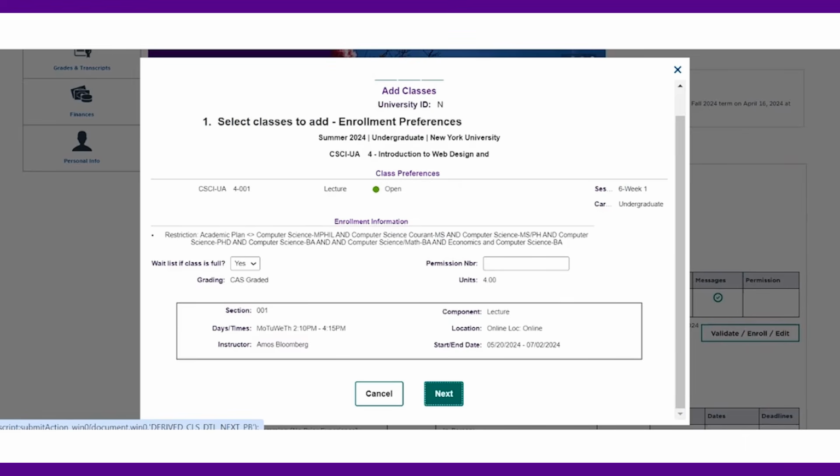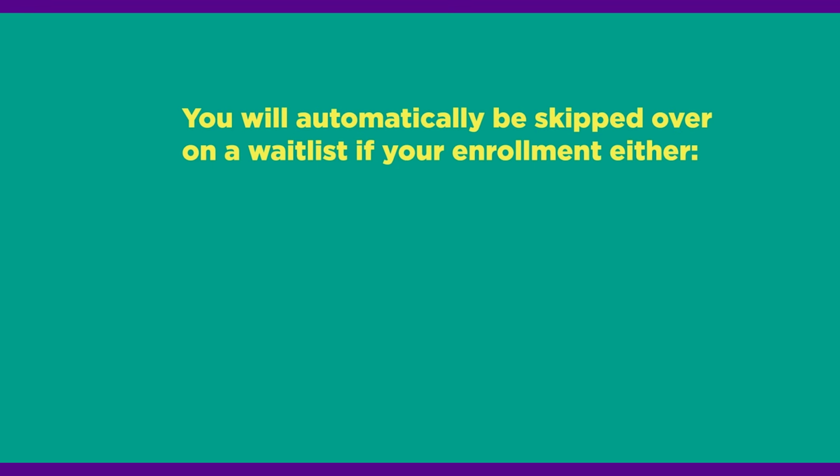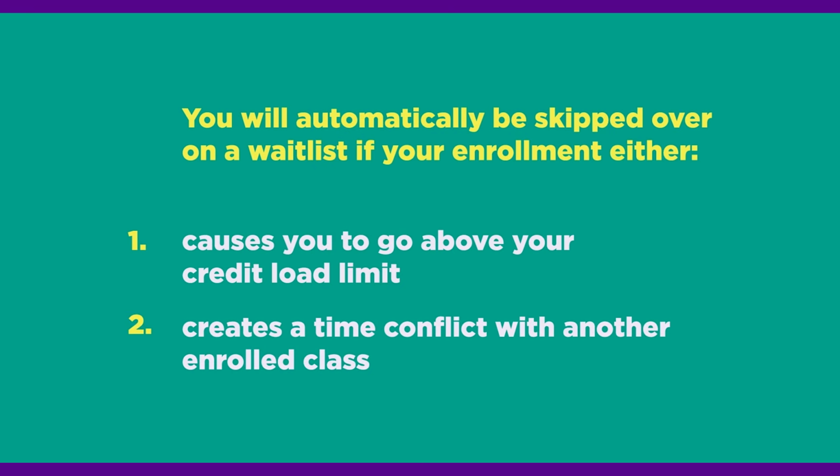When adding a class to your shopping cart, you may have noticed a message pop up about waitlists. This message explains that there are two situations in which you would not get enrolled off a waitlist, even if seats open up. You will automatically be skipped over on a waitlist if your enrollment either 1. Causes you to go above your credit load limit, or 2. Creates a time conflict with another enrolled class.